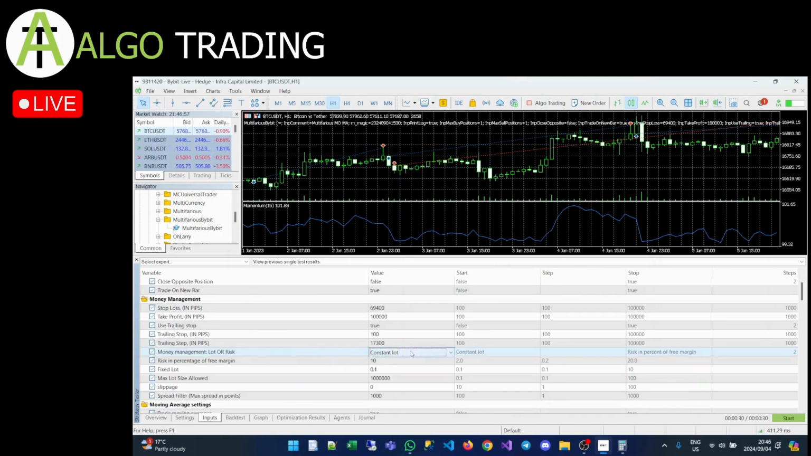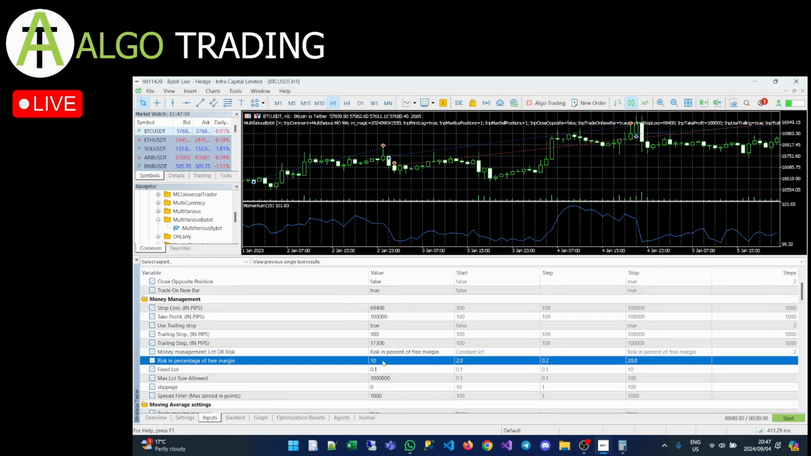So the Multifarious EA has a setting here, which is a risk in percentage of free margin. Basically what that's saying is that whatever free margin you have available, this algo will risk, in this case, 10% of that free margin. So as your balance or your equity or your portfolio grows, it will increase the lot size. And the inverse of that is, if your portfolio shrinks, just say you take a couple of losing trades, it will also reduce the lot size accordingly.